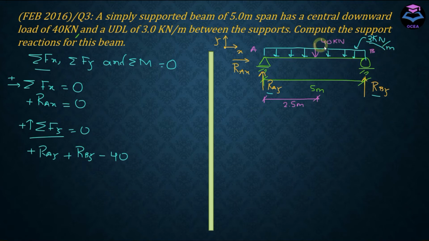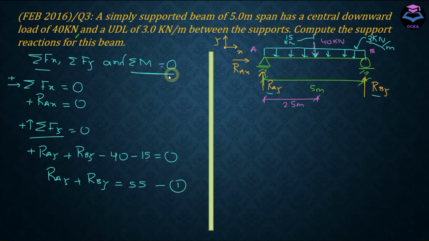The resultant load of this UDL is going to be equal to 3 multiplied by 5, which is 15 kilonewton. It also acts at the center of the beam. This resultant load of the UDL is also acting in the downward direction, so this is going to be negative as well. If you simplify this, you are going to obtain RAY plus RBY equal to 55. Let's name this equation number 1.